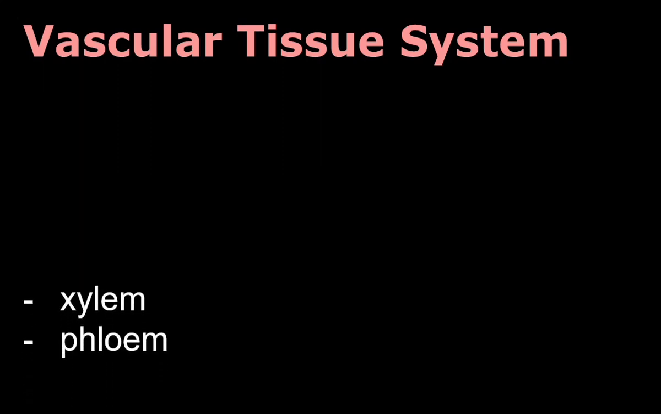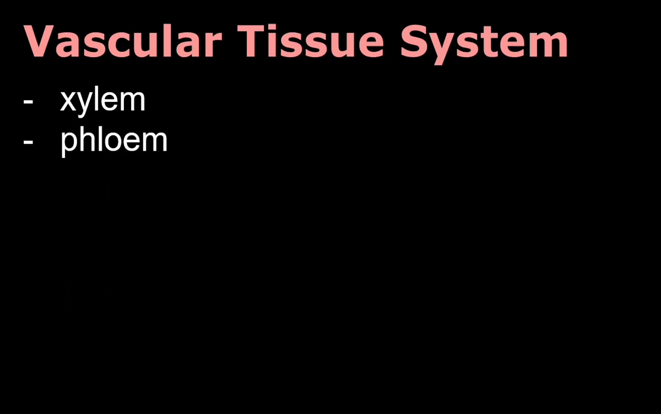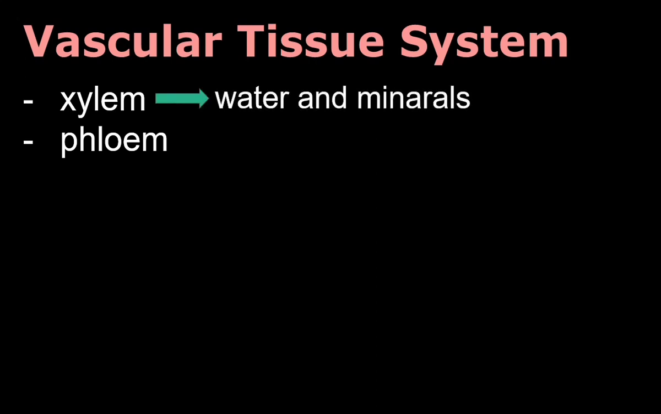Vascular tissue system is the third type of tissue system. In the previous video, we discussed the first two types of tissue system. Xylem and phloem are the components of vascular tissue system. We had learnt about xylem and phloem in 9th standard. We know that xylem transports water and minerals and the phloem transports food materials.